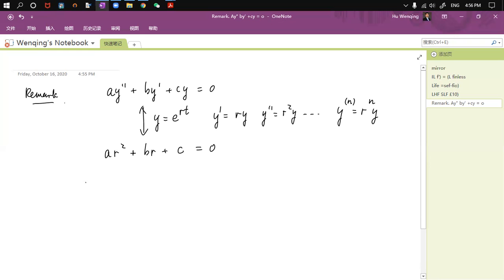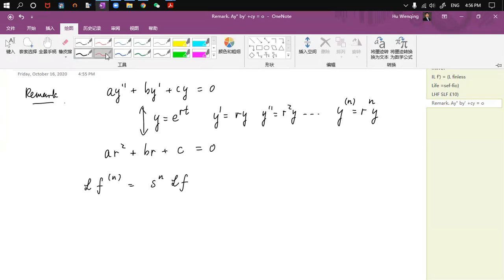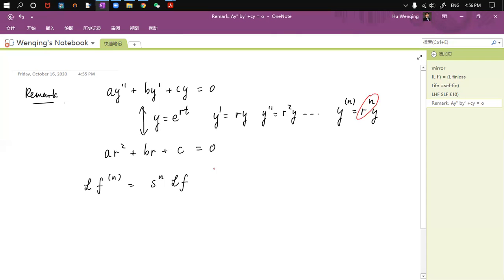Now you can see that for our Laplace transforms, presumably the nth derivative of f should be s to the power of n multiplied by the Laplace transform of f. That's very similar to what happened here: r to the power of n is like s to the power of n. However, our situation is not so ideal. This is the ideal case, which is not what happens.